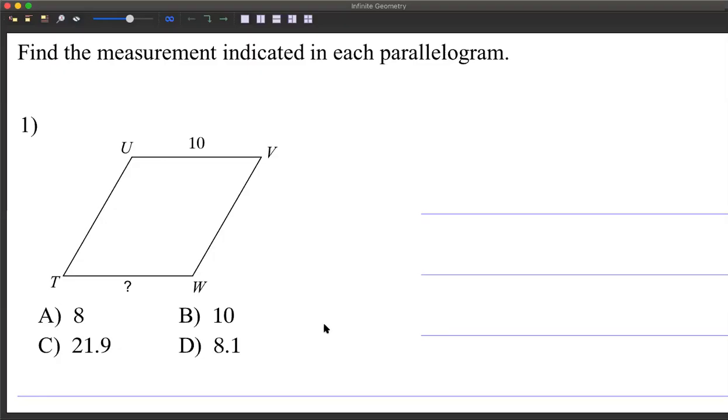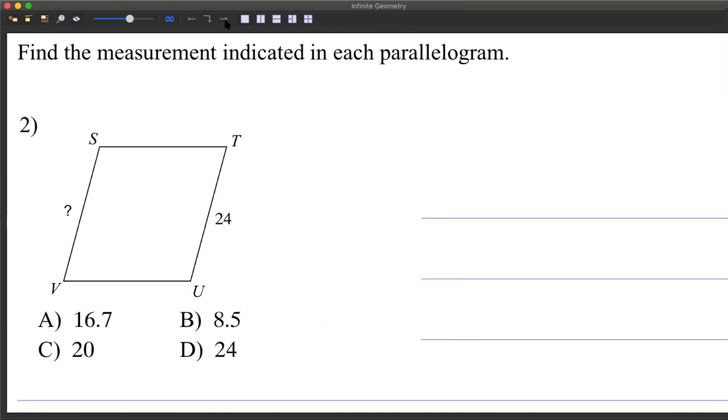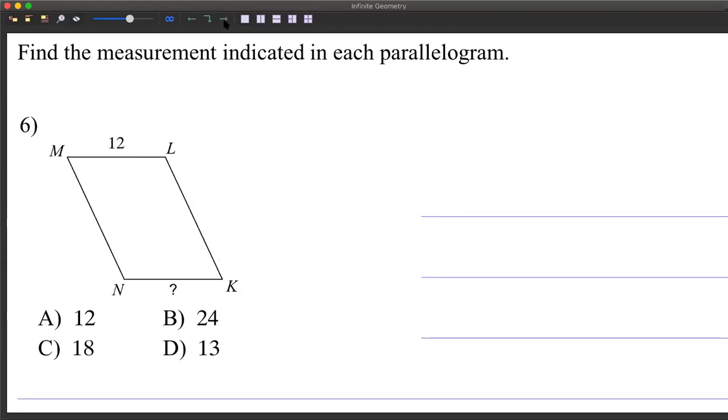Okay, so you're going to start off with some pretty easy ones. Remember, the very first property that we talked about is that opposite sides are going to be equal to each other. So that side's 10, that side's 10. And you know it's a parallelogram because they told you up here in the directions. They said that they're parallelograms, so you know you're not just guessing. They told you, so if that's 10, that's 10. So that should be easy enough. That's easy peasy.